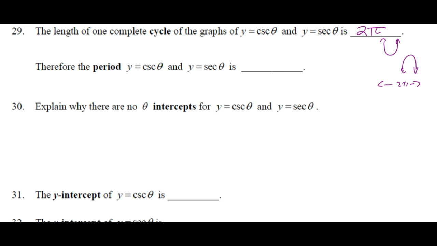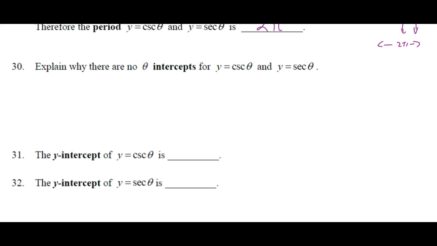Are they the same answers? They are. 2 pi. So period is the length or the amount of time. A lot of times we say time because a lot of times this is associated with time. A sine or a cos. Why are there no theta intercepts?